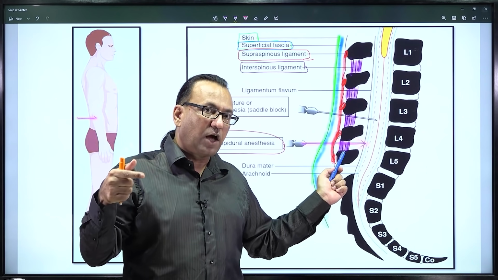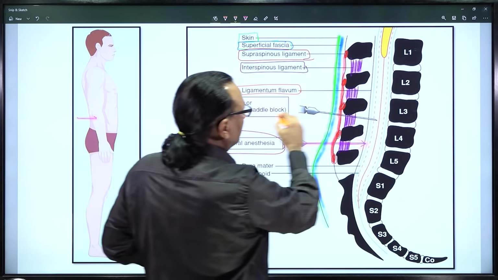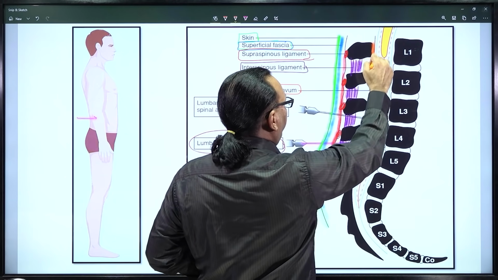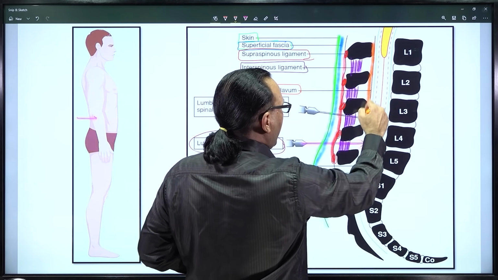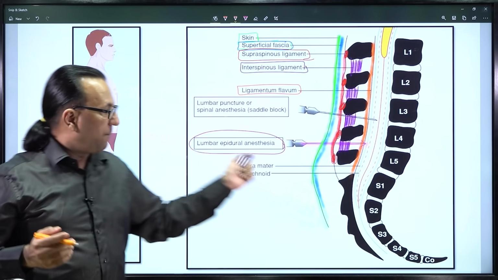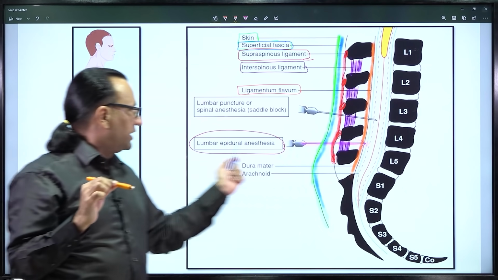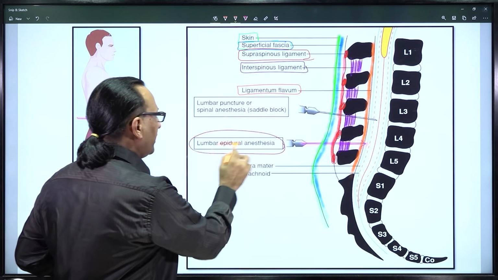After that, we will get the popping sensation. So next is the ligamentum flavum attaching the lamina of adjacent vertebrae, and we need to puncture that as well. And then we will get the popping sensation, a sudden loss of resistance, and you have entered the epidural space. Now you can give epidural anesthesia.